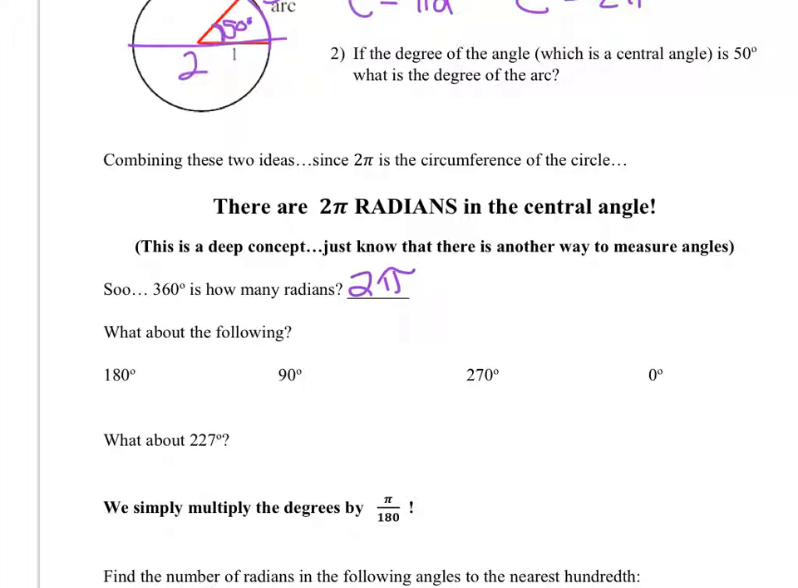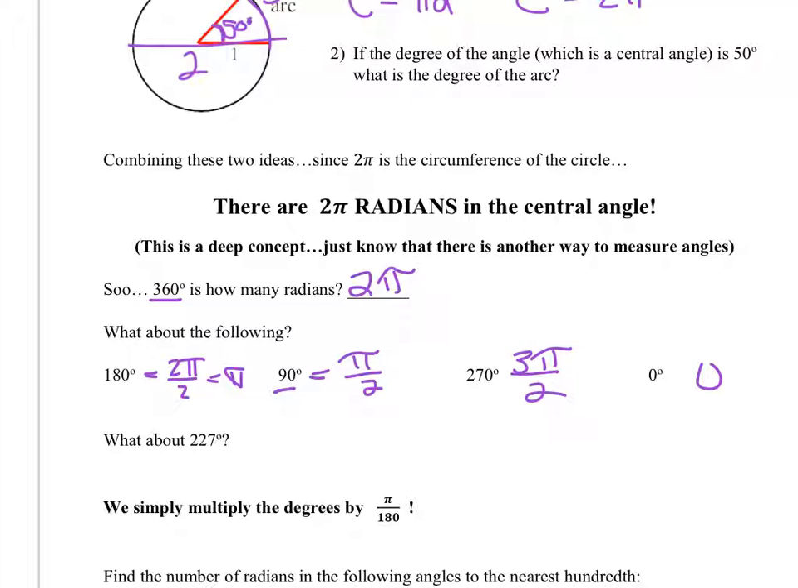So then we just break it up. Well, 180 degrees is half of 360. So that would be 2 pi over 2, or half of it, or just pi. 90 degrees is half of 180. And 270 is 3 times 90, so it would be 3 pi over 2. And 0 is just 0. So this is another way to measure angles.